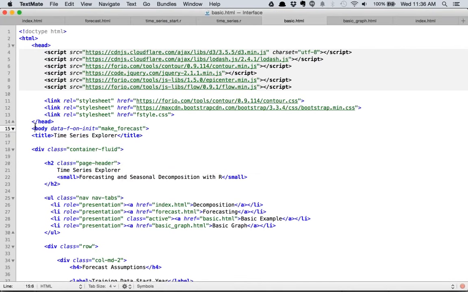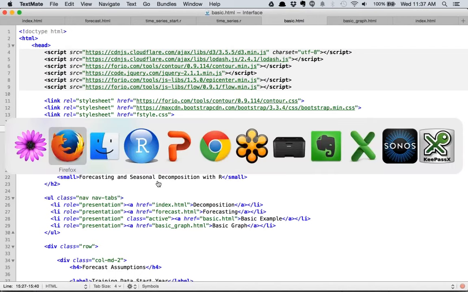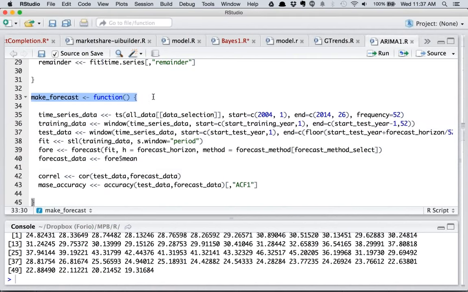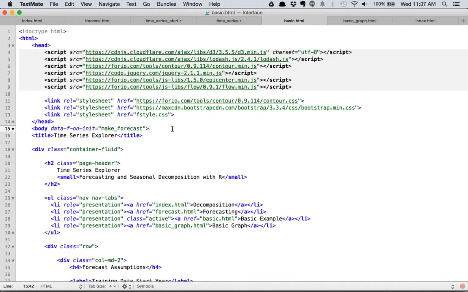So what I can see next is my body tag for HTML. And now what I'm doing is I'm using this Flow.js syntax, which includes data-f-on-init. In this case, it says when you initialize this file, what should I do? And then what I want to do is I want to run this routine called make forecast. And as you may remember from my R code here, make forecast is a function, and what that will do is when this page loads, it'll run that function. And that's going to put in the data, the results that I want to see, and make them available to the web page for displaying it.